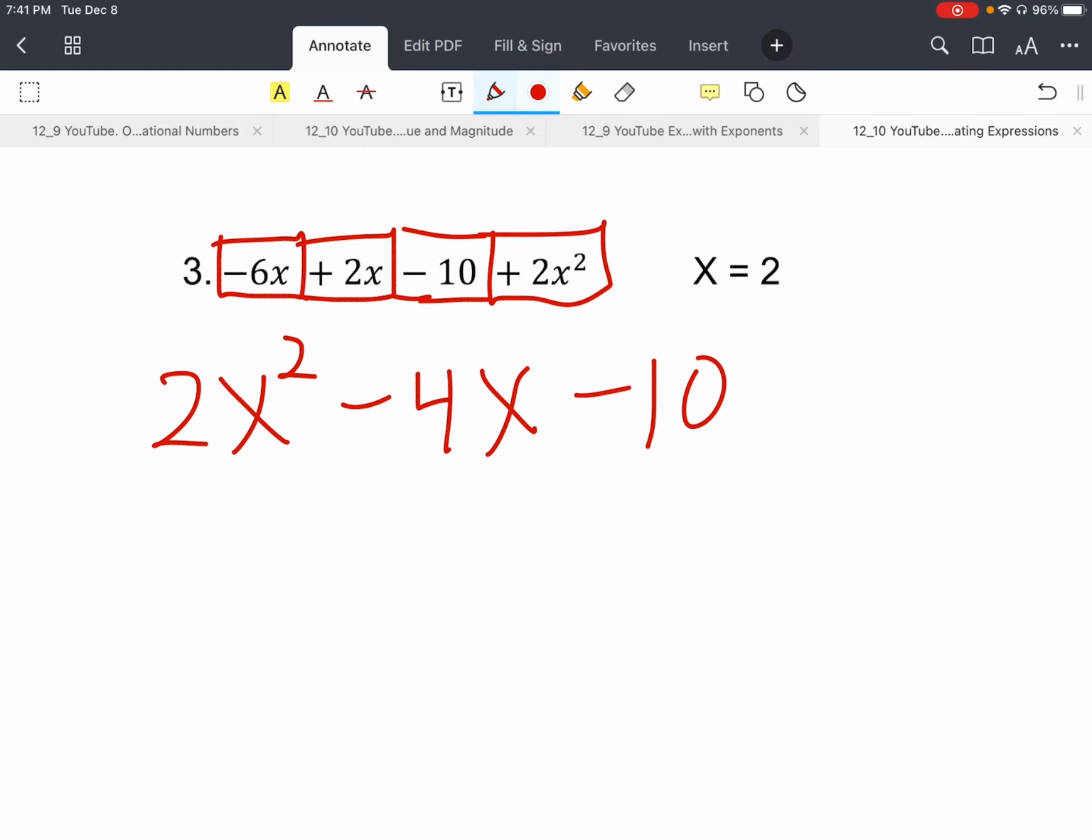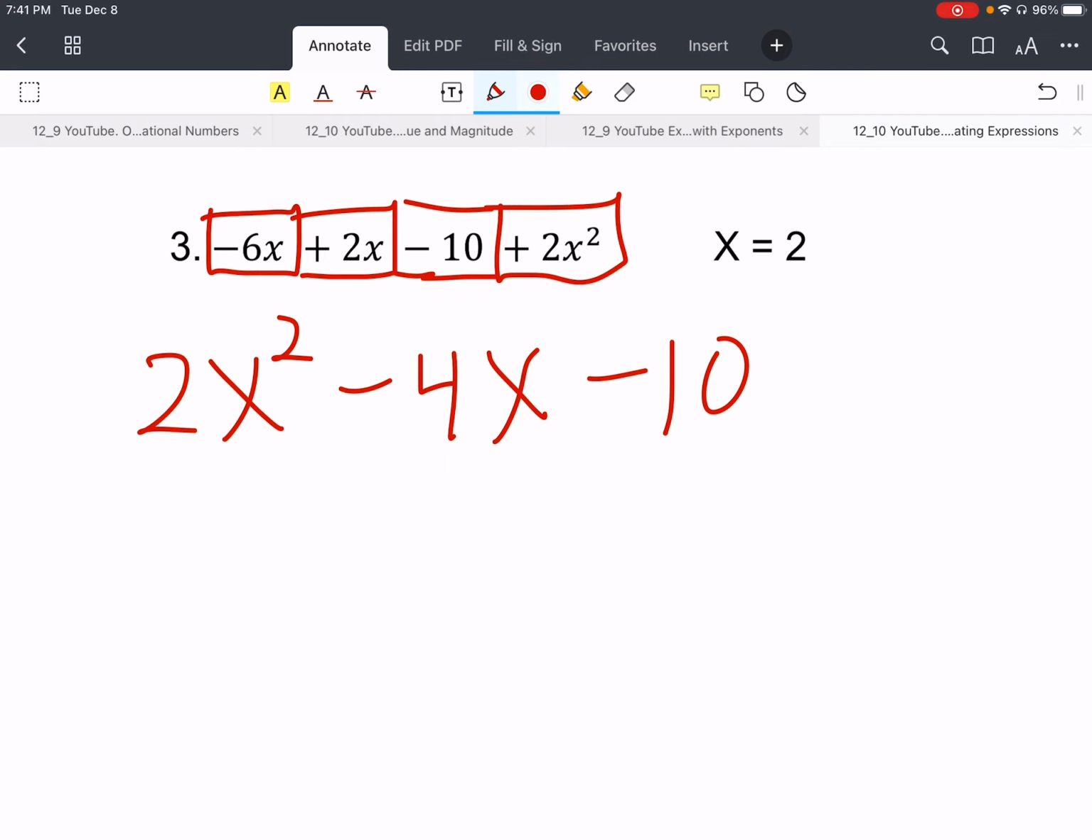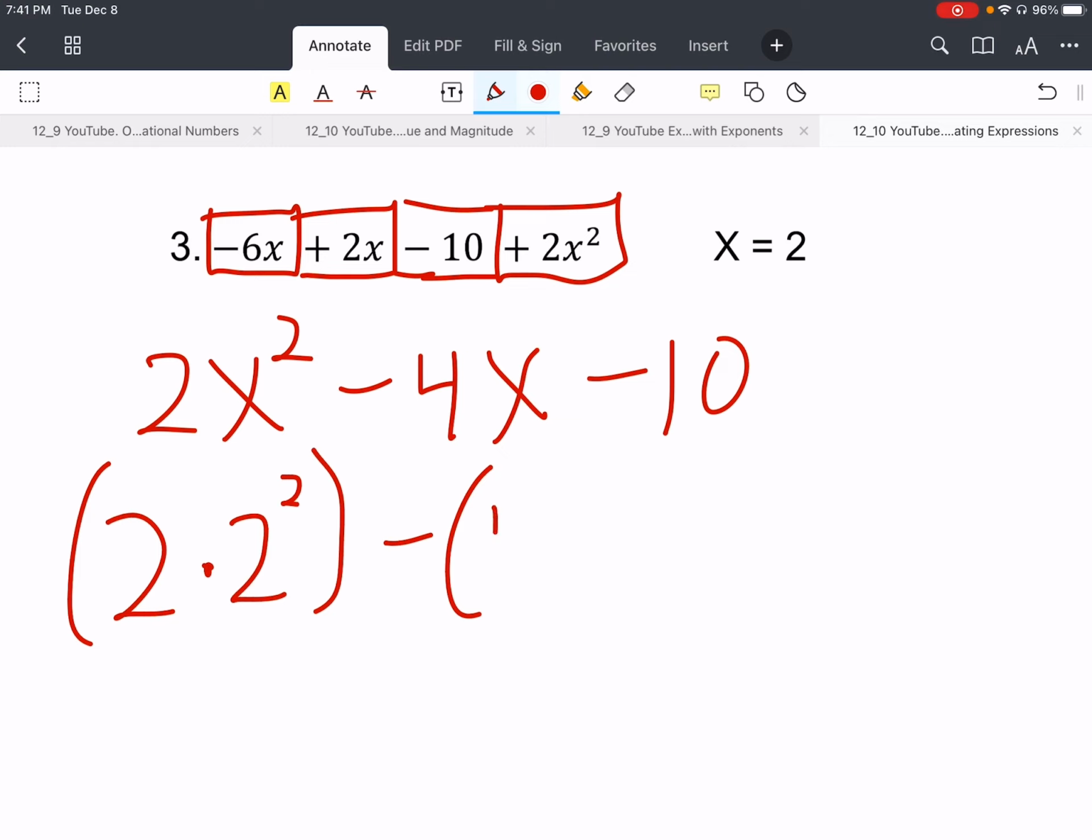So we have 2 times 2 squared, put that in parentheses, minus 4 times 2, minus 10. I just use parentheses because it helps me stay a little more organized and helps me follow the order of operations a little better.